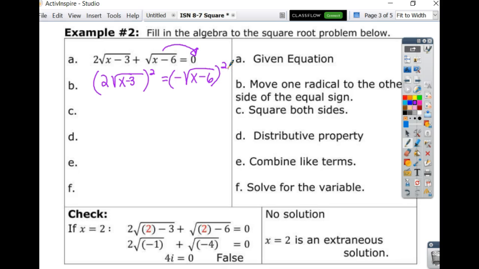So what you have to be careful of is this. I have a 2 in front. What is 2 squared? 4. But now the square root goes away, right? So I get x minus 3. And then on this side, the negative 1 squared becomes positive 1, so I just get x minus 6 on this side. So I'm going to distribute. And I'm going to combine like terms.